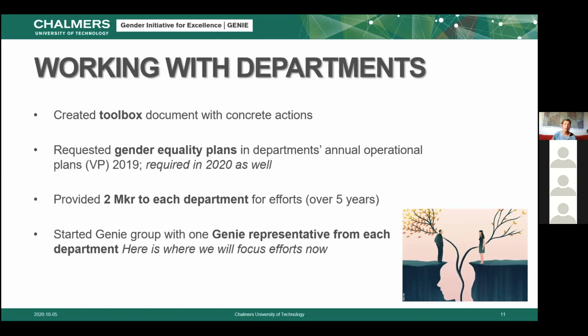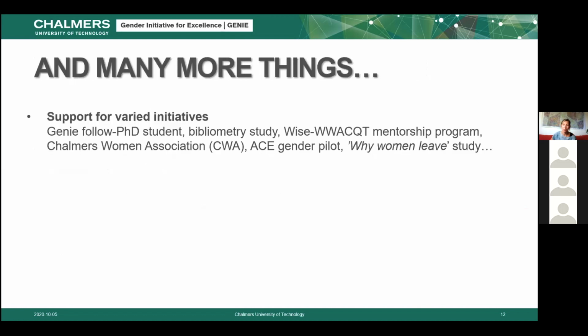And to make a little bit more incentive, we promised 2 million crowns for 5 years for this gender equality plan. And there's of course constant gender equality work being made, the jämställdhetsintegrering, the gender mainstreaming, but this should be a little bit on top, a little bit extra to give it a push. So this is where we spend most of our effort.